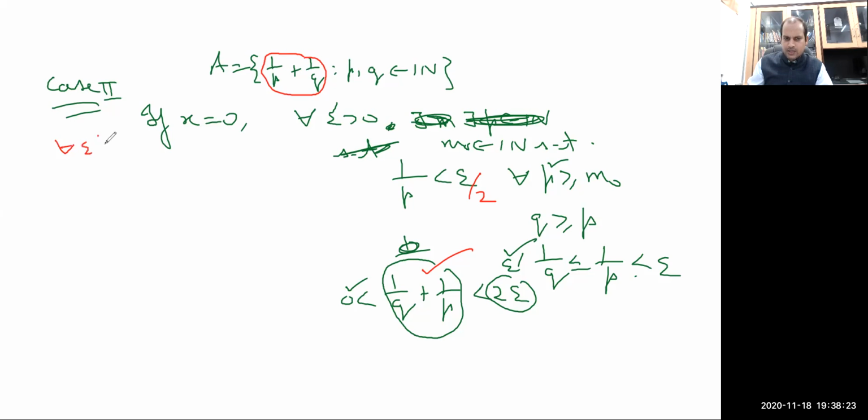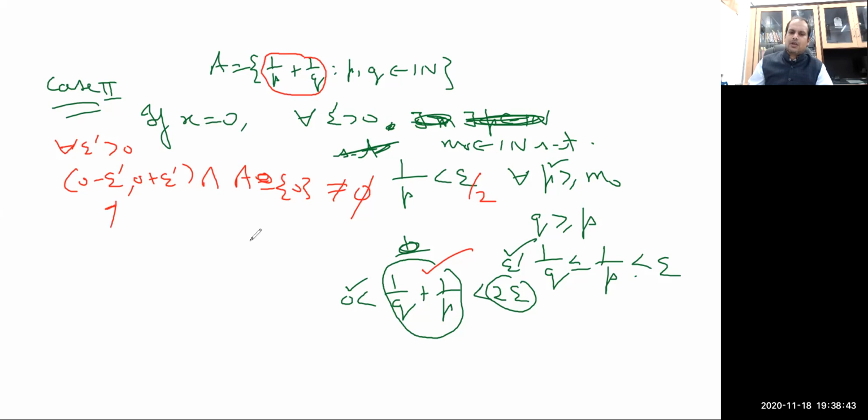for every epsilon dash greater than 0, the neighborhood (0 minus epsilon dash, 0 plus epsilon dash) will contain infinitely many members of the set A. That is, its intersection is non-empty, because between 0 and epsilon dash we have seen that there lie infinitely many members of the type 1 by Q plus 1 by P, and such members are present in set A, so this intersection is going to be non-empty. This is the reason why 0 is also going to be its limit point. Case third.